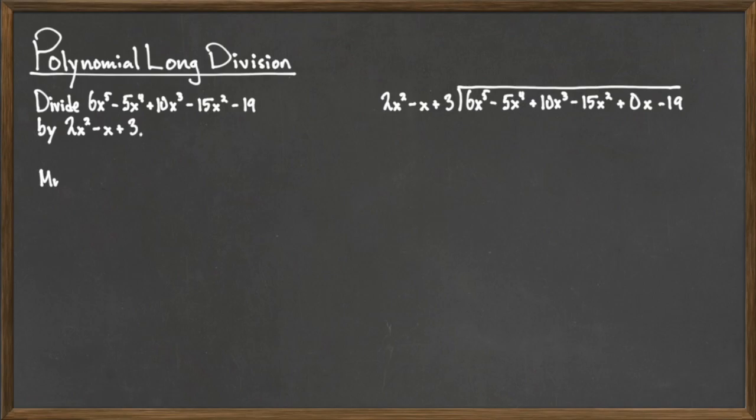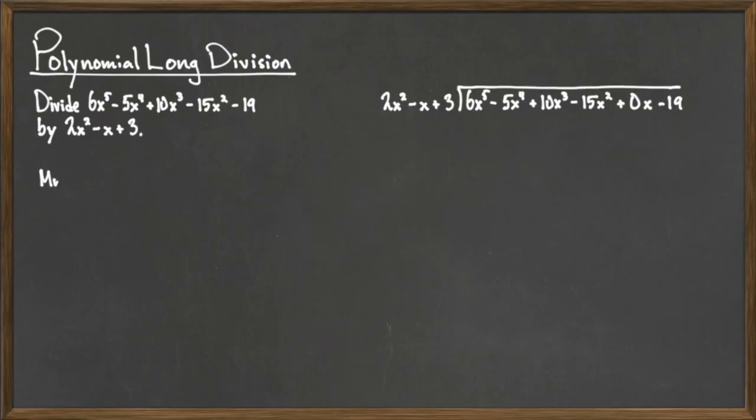Sometimes when I'm missing certain powers of x, it's good to put them in there as placeholders just to make the arithmetic a little bit more coherent. I have a divisor of 2x squared minus x plus 3, and the first term of my dividend is 6x to the 5th. So now I have to ask, what do I multiply the divisor by such that 6x to the 5th shows up in the product?